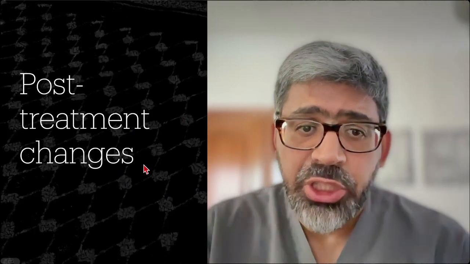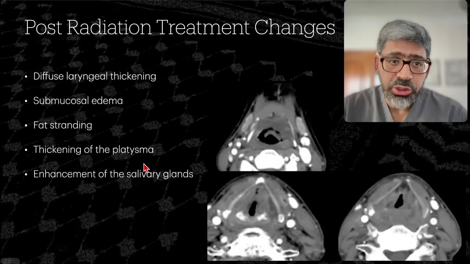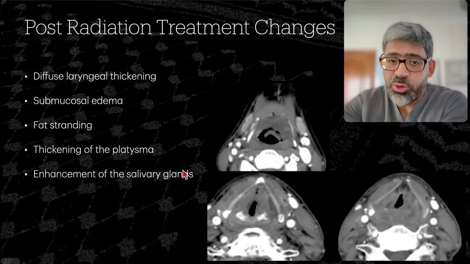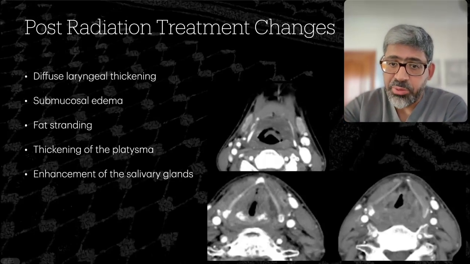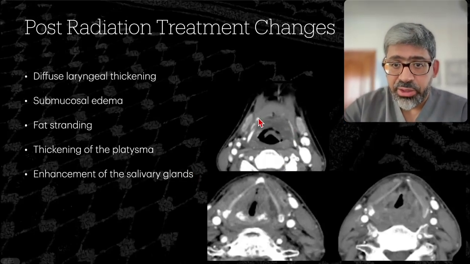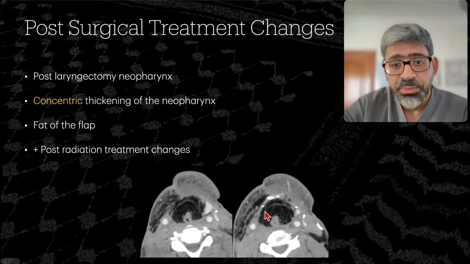Now, post-treatment changes can be complex also. In general, post-radiation changes include diffuse laryngeal thickening, submucosal edema, fat stranding, thickening of the platysma muscles, and hyperenhancement of the salivary glands, which ultimately become atrophic. This is showing the diffuse edema and thickening in the laryngeal tissues in the supraglottic and glottic larynx.